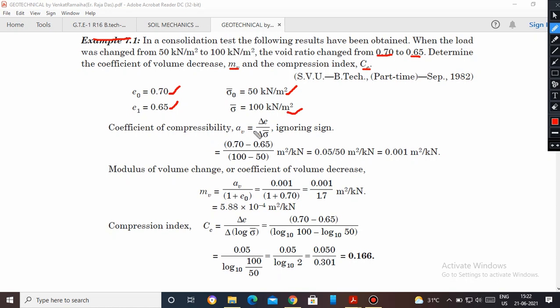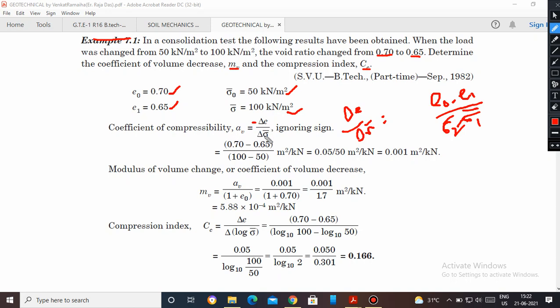Next, coming to the coefficient of compressibility, it is defined as the change in void ratio per unit increase in the effective stress in the soil mass. Here we represent the negative sign, which indicates the change in void ratio with increasing effective stress. That is delta e divided by delta sigma bar on arithmetic scale, where delta e represents e naught minus e1, divided by sigma 2 bar minus sigma 1 bar. This is the formula we use for the calculation of the coefficient of compressibility of the soil mass.